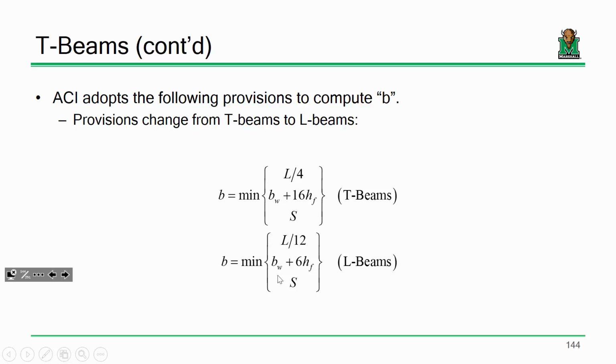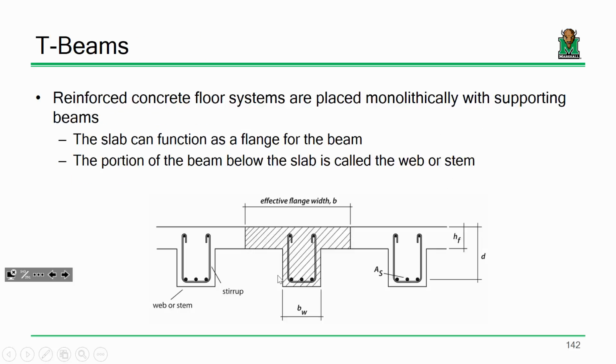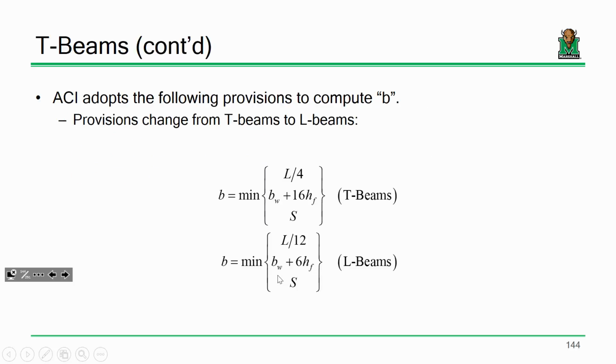For T-beams, the way that we compute that effective flange width, if you will, is we have the minimum of 3 quantities. For T-beams, it's the minimum of the length over 4, the web width plus 16 times the flange thickness, or the spacing. So b_w is the width of the web, or the width of that stem portion on the bottom of the T. And h_f is the height of the flange, the thickness of the slab portion of the beam. And lastly, the girder spacing. Now that's for T-beams. For L-beams, which are just the ones on the end, it's either L over 12, b_w plus 6h_f, or the spacing as well.